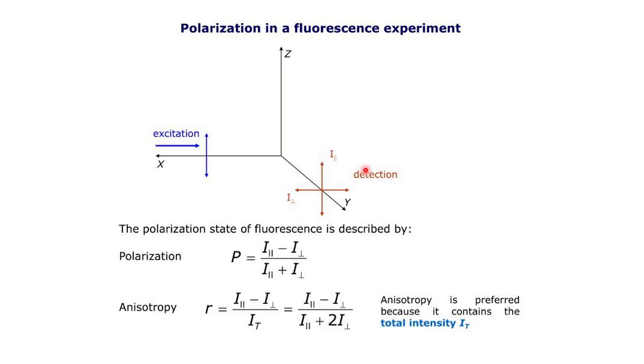The next experiment is fluorescence anisotropy. So, polarization in a fluorescence experiment: you have an excitation along the x-axis and its detection along the y-axis. Anisotropy is preferred because it calculates the total intensity. The polarization state of fluorescence is described by P equals the intensity across the parallel field minus the perpendicular field, divided by the intensity across the parallel field plus the perpendicular field.